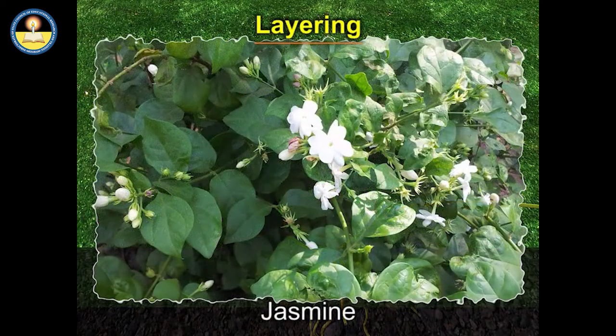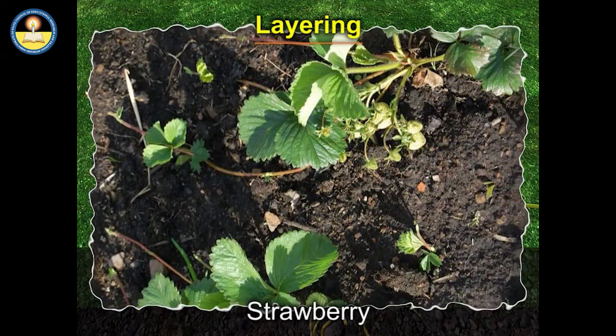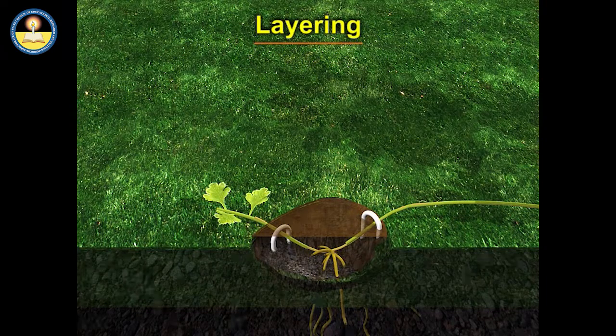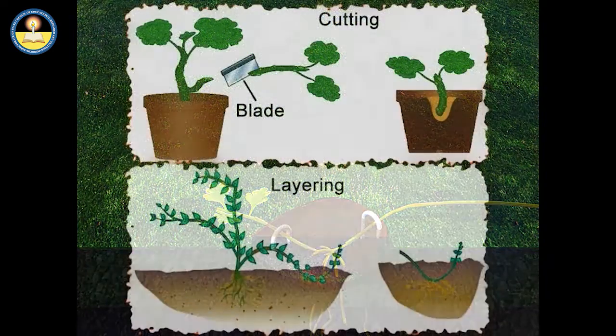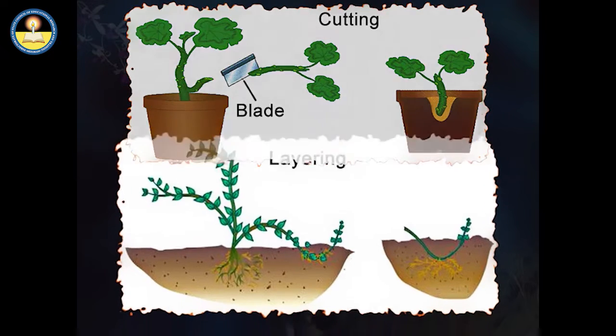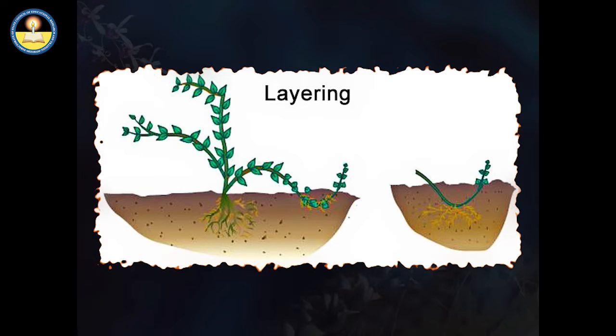This is a common practice with plants like jasmine, strawberry, etc. Roots arise from the scraped part after a few weeks. This branch is then detached from the parent plant, grows into a new plant after plantation. Layering differs from cutting, as in layering, the development of adventitious roots is induced before the stem is cut to form the new plant.